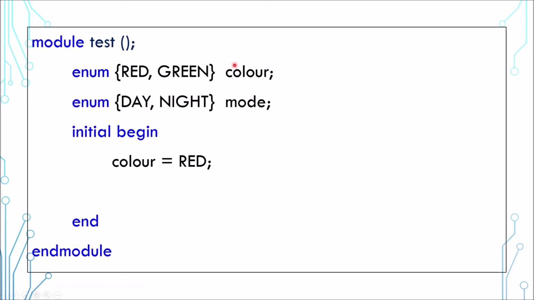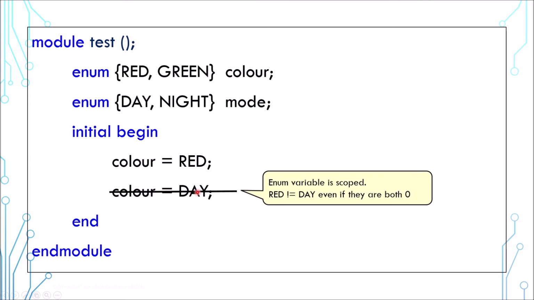You can have multiple enum variables, but you cannot mix and match them. For example, color can take on value red, but it cannot take on value day, even though they both are of value 0. As an enum variable, it has built-in functions, unlike normal number variables. You can access the functions by using the dot operator.